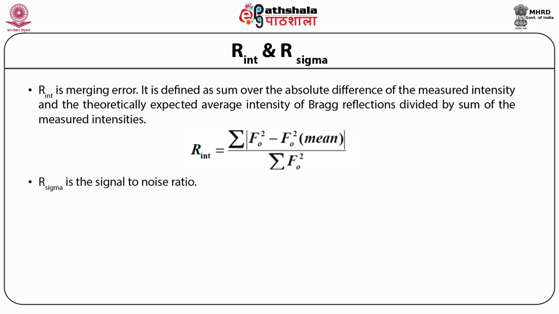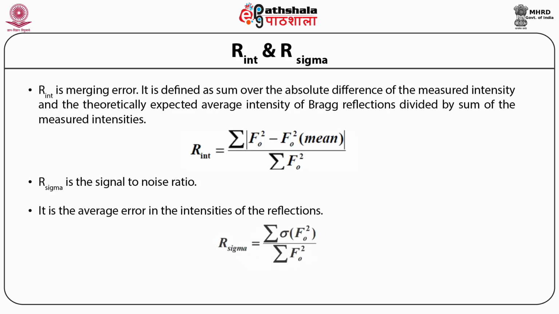R sigma is the signal to noise ratio. It tells about the average error in the intensities of the reflections. As a cross check, the R value should not be more than R sigma. If Rint is larger than R sigma, then one has to check that there is some problem in the refinement or during the data collection.